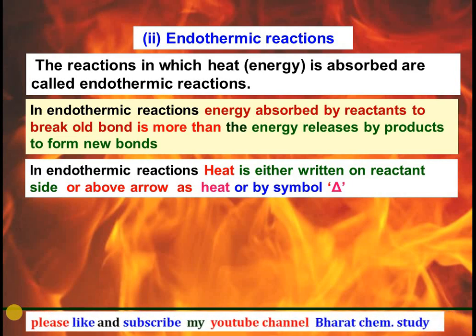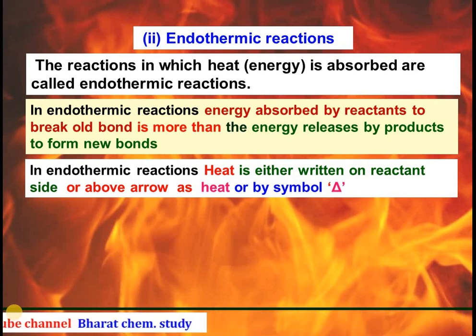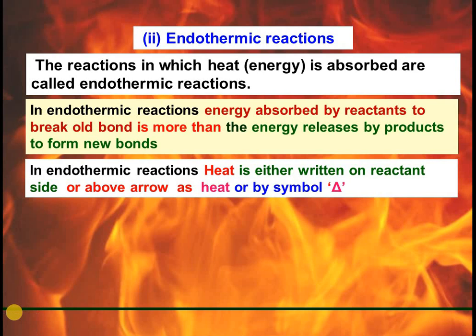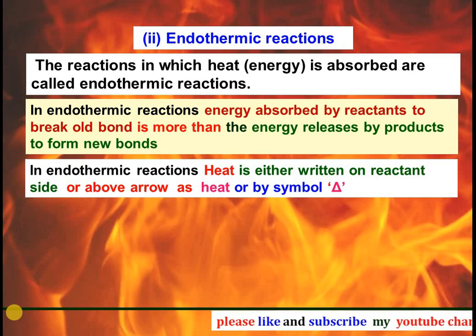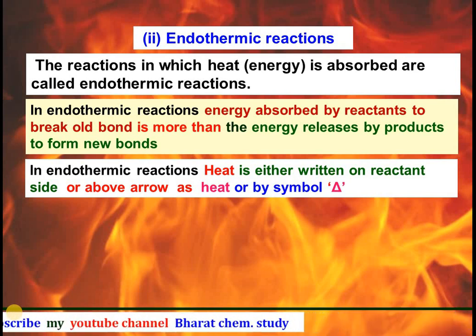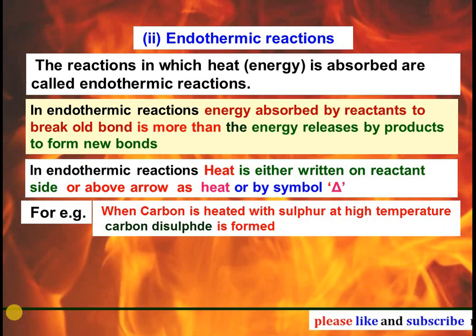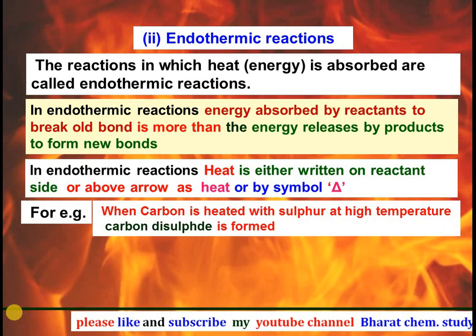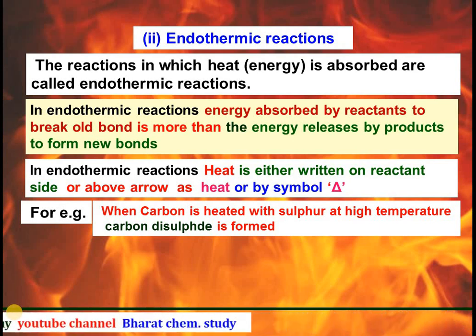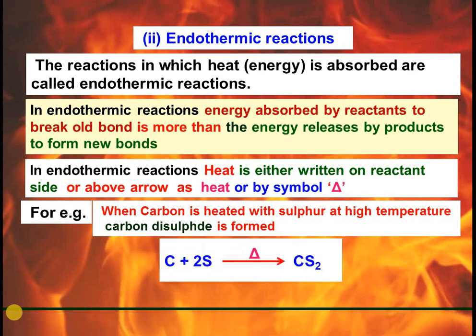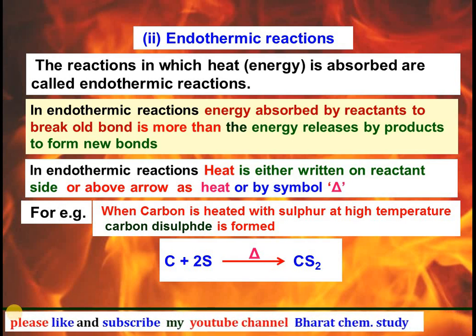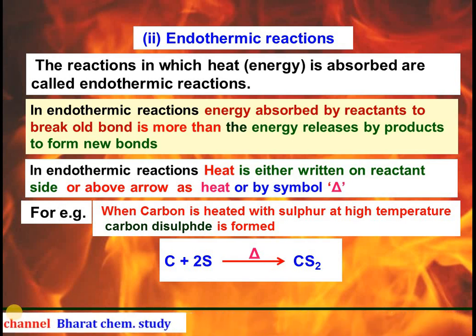In endothermic reactions, heat is either written on the reactant side with the plus sign, or above the arrow as heat, or as a symbol of triangle, also called delta. For example, when carbon is heated with sulfur at high temperature, carbon disulfide is formed. The triangle above the arrow in this example indicates that heat is given to the reactants and therefore the reaction is endothermic.